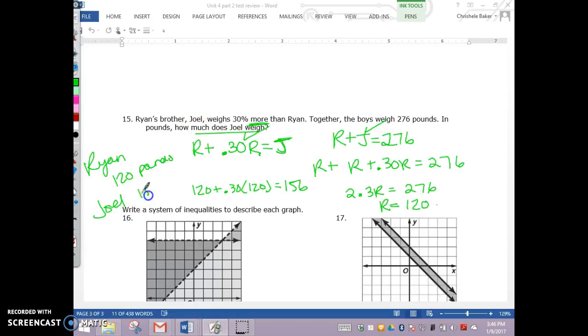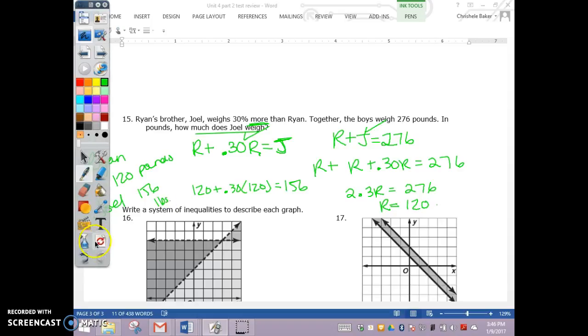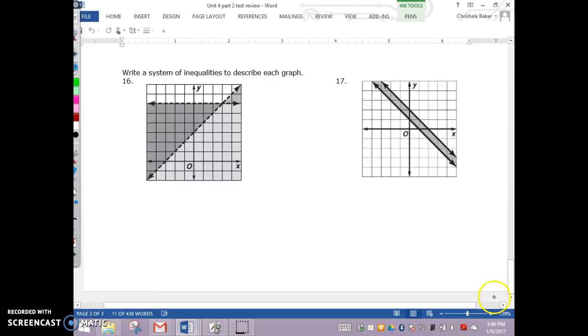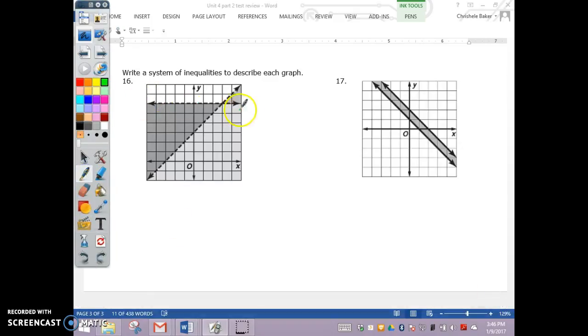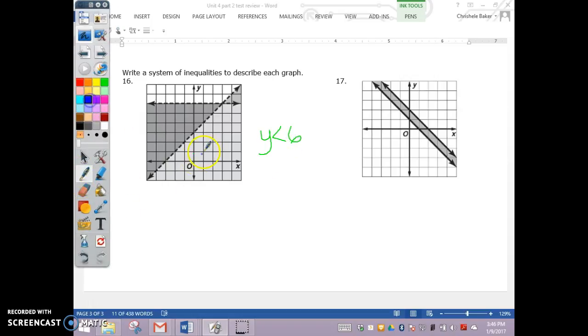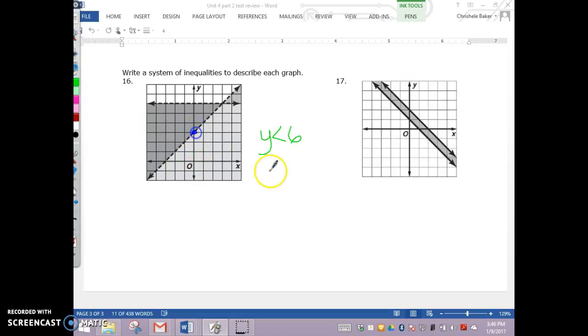Joel is 156 pounds. Okay, last two, writing the system. So we see a horizontal line right here, and that will be a y. It's at 6, I believe, and it looks like it's shading less than. For this next one, I have a y-intercept of 3. Looks like I have a slope of 1. And this looks like I'm shading greater than, because I'm going up here.